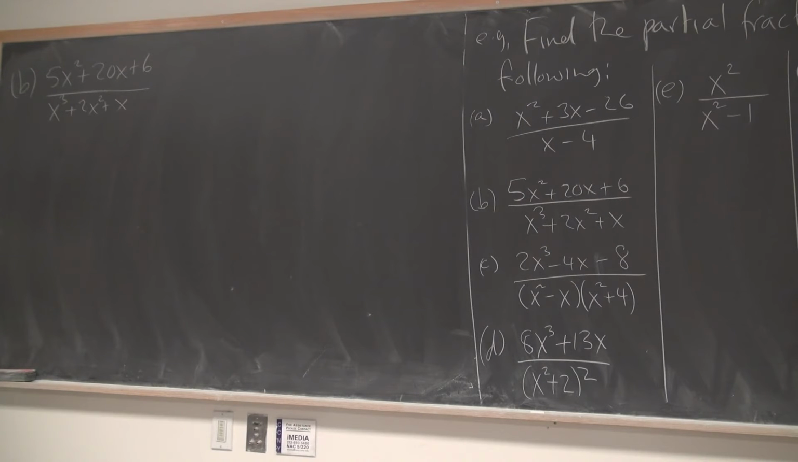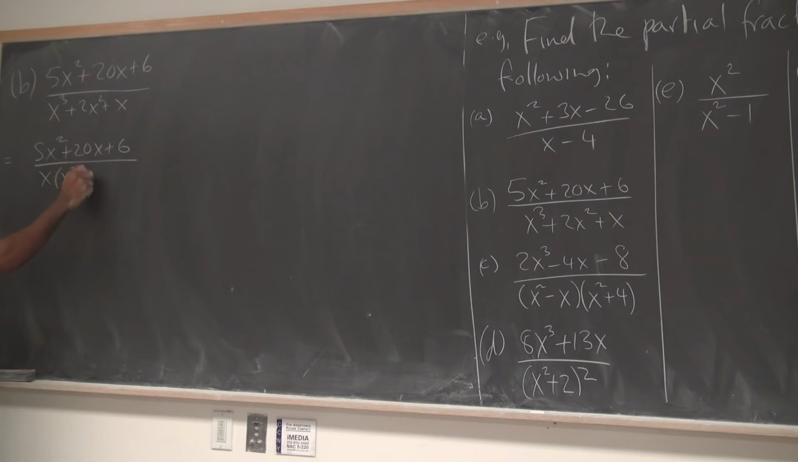So what's the first thing we check though? The degrees. Degree of the top is 2, the degree of the bottom is 3. The top is smaller than the bottom, which is good. Now we can move on with the method. Factor the denominator. What's the factor of the denominator?